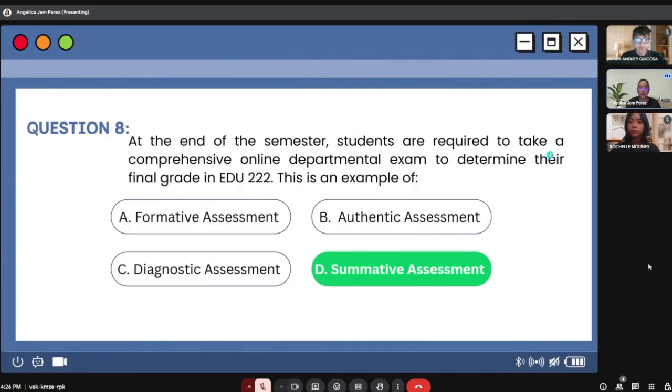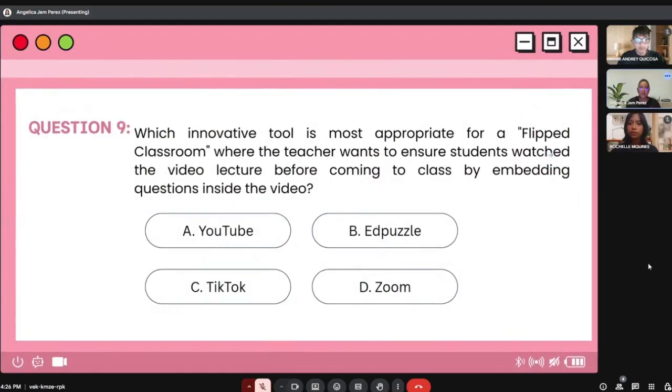And next for number 9, which innovative tool is most appropriate for a flipped classroom, where the teacher wants to ensure students watch the video lecture before coming to class by embedding questions inside the video. A. YouTube, B. Edpuzzle, C. TikTok, and D. Zoom.